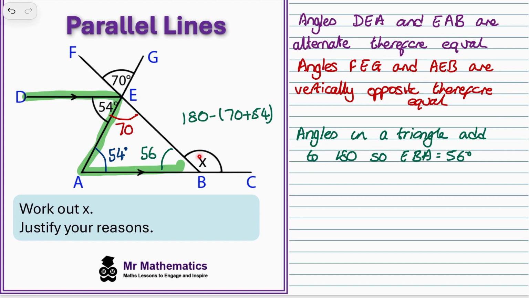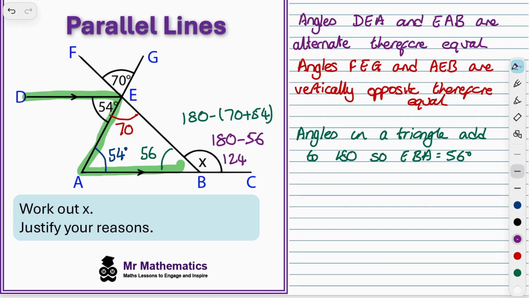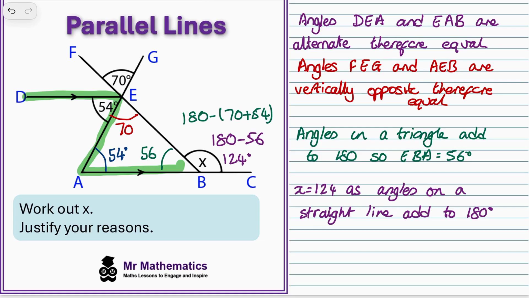And then we can work out angle X, because we know it lies on the same straight line as the 56 degrees. So this will be 180 minus the 56, which gives us 124. How did you get on with that? Let's try another question.